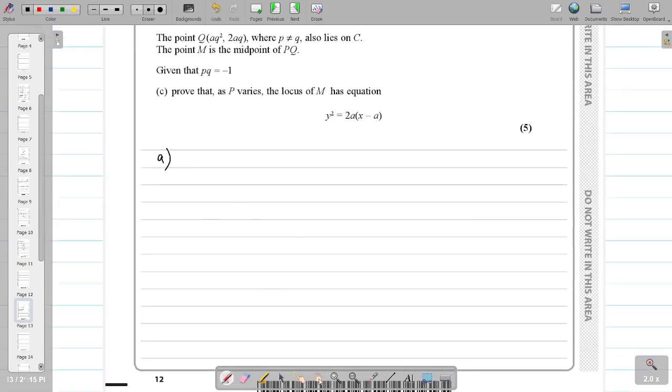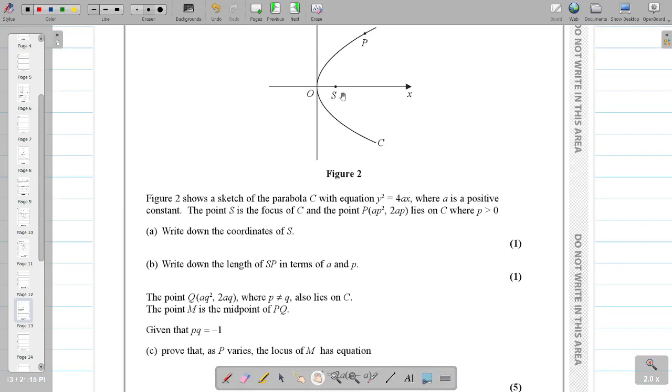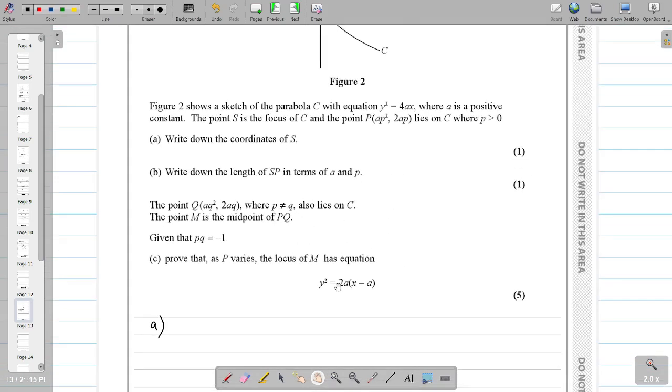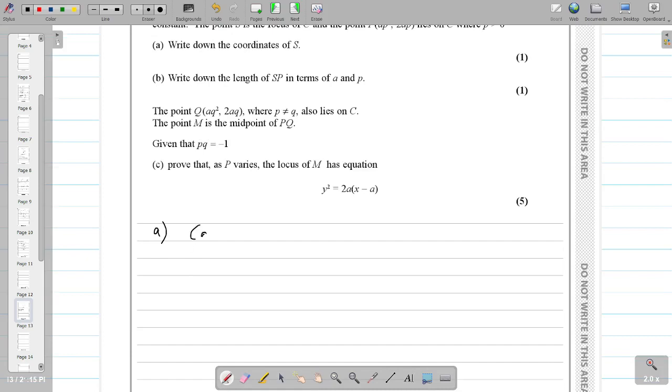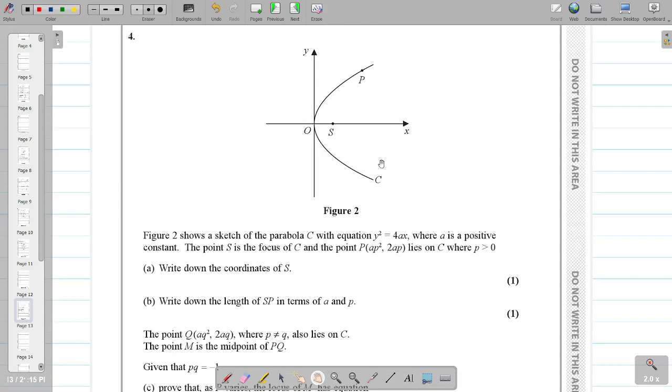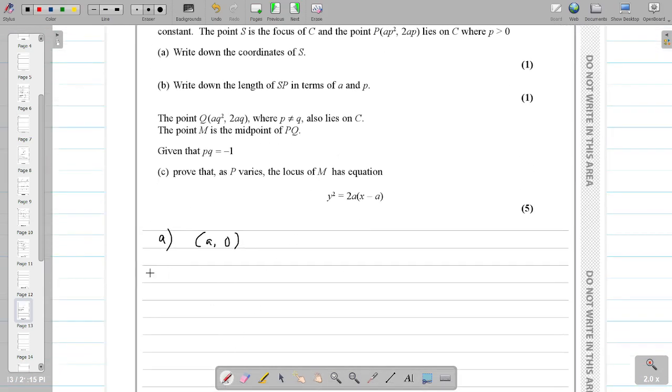So the focus of a parabola, this is going to be y squared equals 4ax. So yeah, it's just going to be a comma 0, because that a is basically the distance of the focus from the origin, or from the vertex, essentially. So it's a units away from the vertex. So that's the coordinate of the focus.